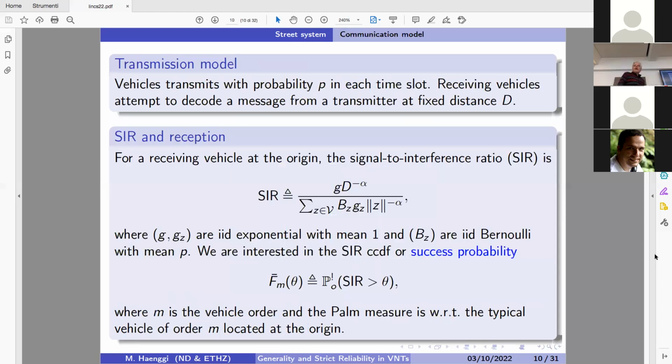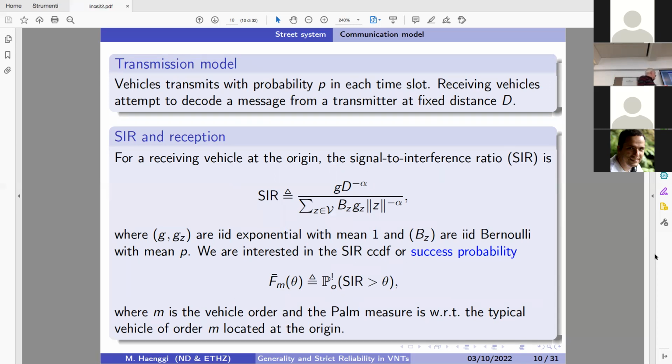We use a very simple transmission model here. Each vehicle transmits with probability p in a time-slotted system, and the vehicles that receive attempt to decode a message from a transmitter that is at a fixed distance d. So that is an Aloha-type model with fixed link distance.